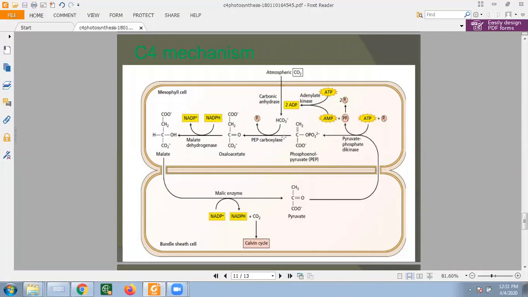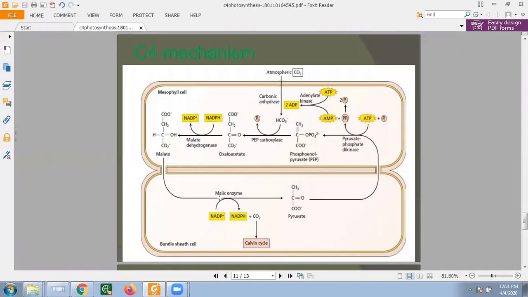The PEP carboxylase directly absorbs carbon dioxide from the environment, and carbonic anhydrase is also involved in absorbing it. Here, this oxaloacetic acid gives rise to malate. The malate dehydrogenase enzyme is used here, and NADPH is utilized for the completion of this reaction. This malate is transferred from the mesophyll cell to the bundle sheath cell. Here you can see the path. The malate enters into the bundle sheath cell.